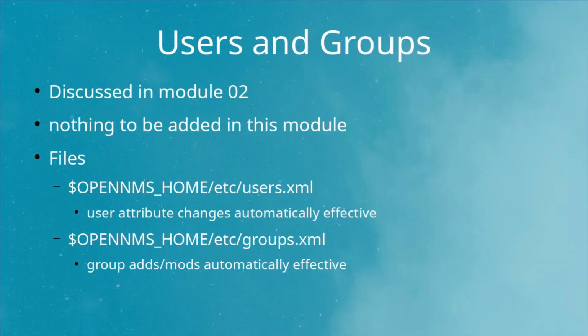Users and groups were discussed in Module 2. The users added were Daisy, Iris, Lily, Rose, and Violet. The users were added to a group called Flowers. The information is kept in the users.xml and groups.xml files.